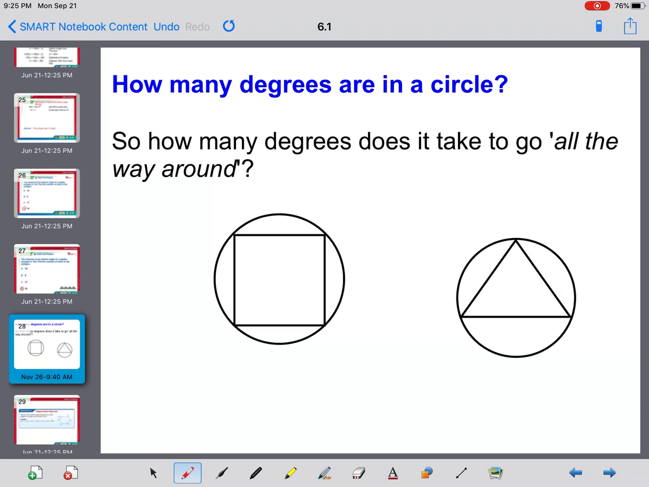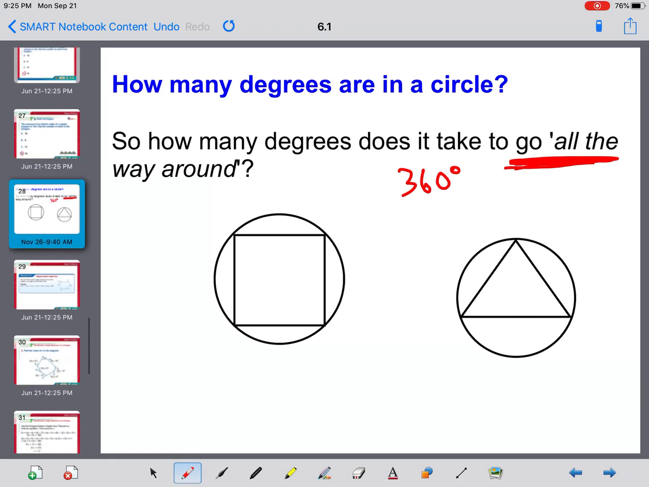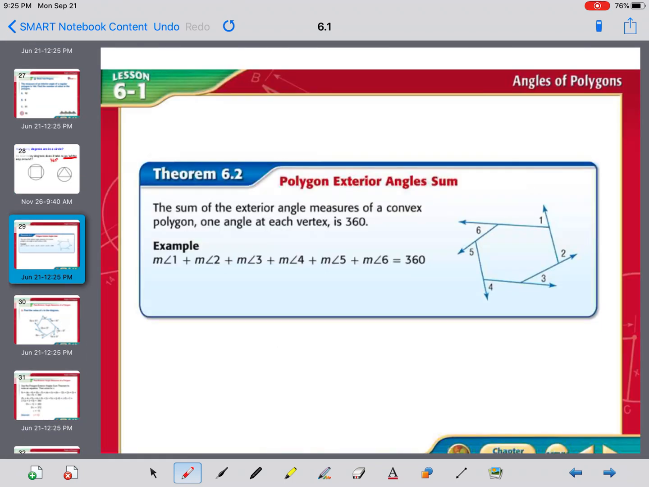How many degrees are in a circle? How many degrees does it take to go all the way around? If you make a 360 degree turnaround, you're right where you started. You need to make 180 if you want to go in the opposite direction. So how many degrees all the way around? 360 degrees all the way around.